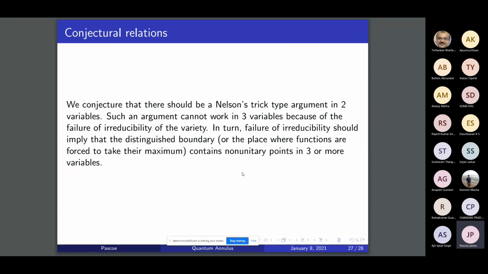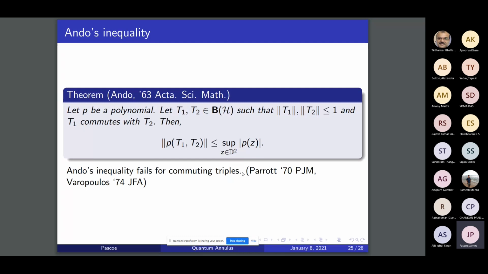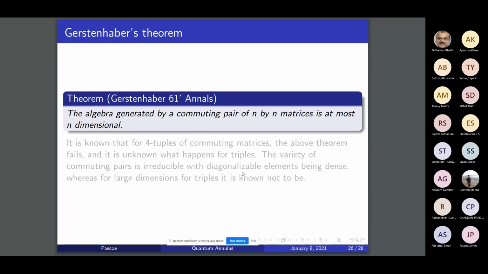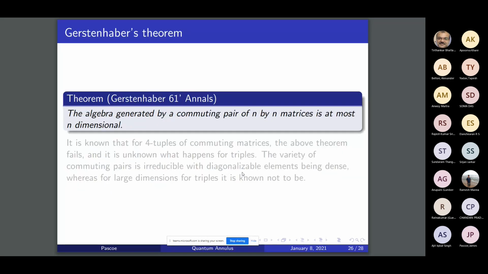So to summarize, it would be really nice to have a proof of Ando's inequality that uses this Nelson's trick. We don't have that. And it would be nice to have a way to use this Nelson's trick to prove that Ando's inequality can't possibly hold in 3 or more variables because of the failure of irreducibility of the variety in large dimensions of commuting triples of matrices.